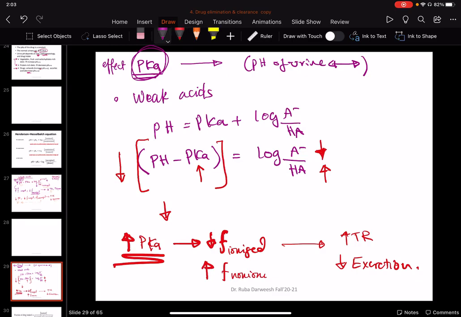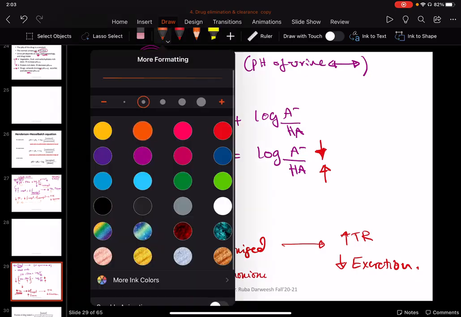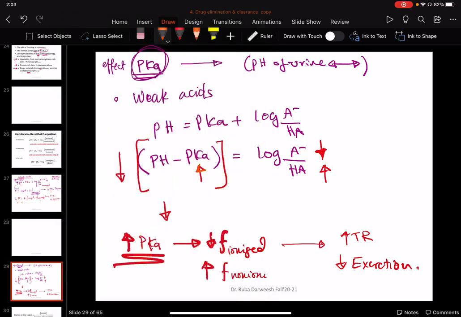Why is this happening? If we are talking about a large pKa number, whatever you are subtracting will give a smaller total as the pKa increases, which means the ionized fraction is decreasing and the non-ionized fraction is increasing, so tubular reabsorption would be more and the expected excretion would be less.